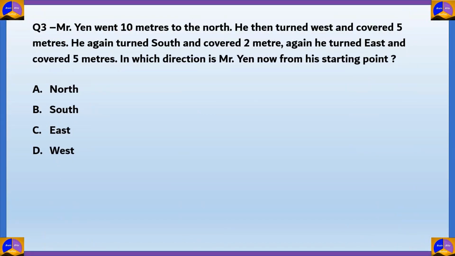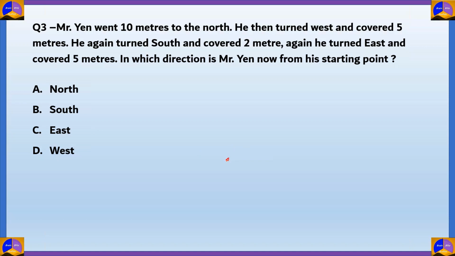Mr. Yen went 10 meters to the north. He then turned west and covered 5 meters. He again turned south and covered 2 meters. Again he turned east and covered 5 meters. In which direction is Mr. Yen now from his starting point? A. North, B. South, C. East, and D. West. Let's draw the direction diagram for this question.